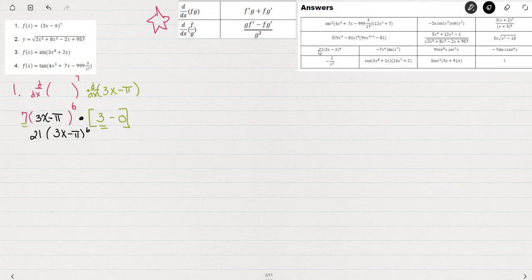And let's see if we can find that. And sure enough, it's right here as one of the answers. Let's look at number 2.